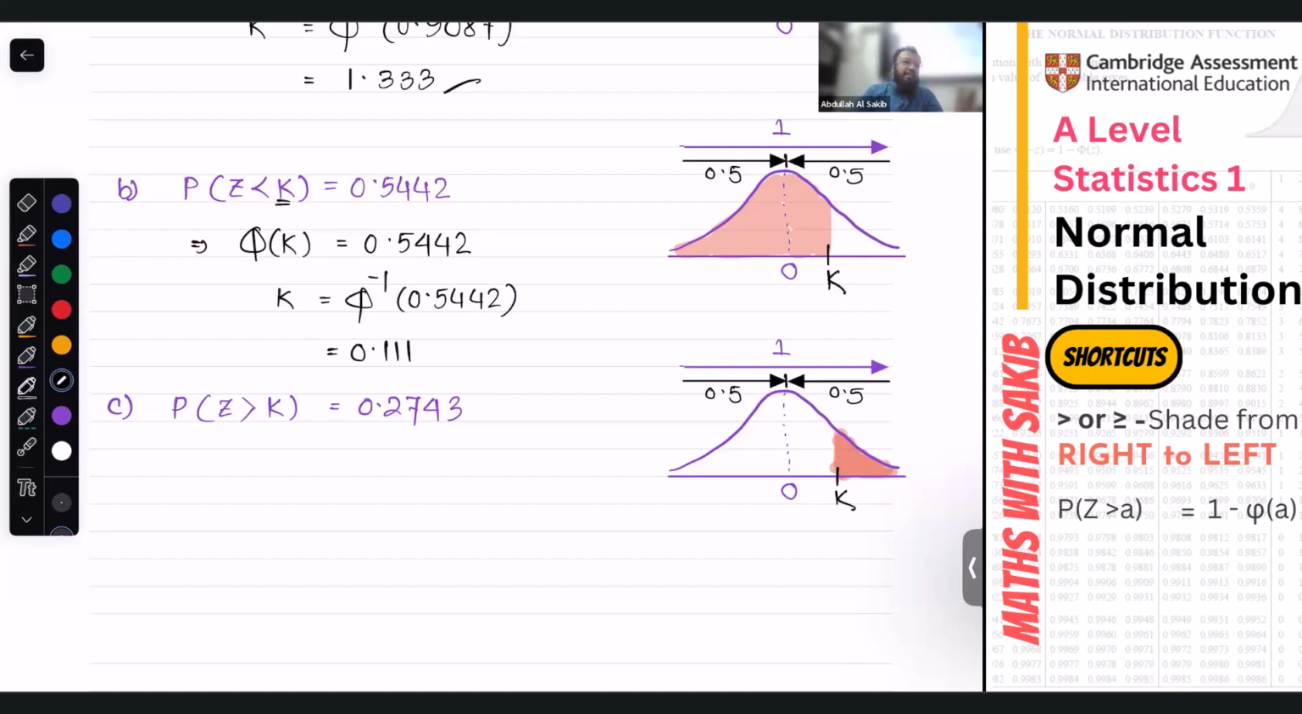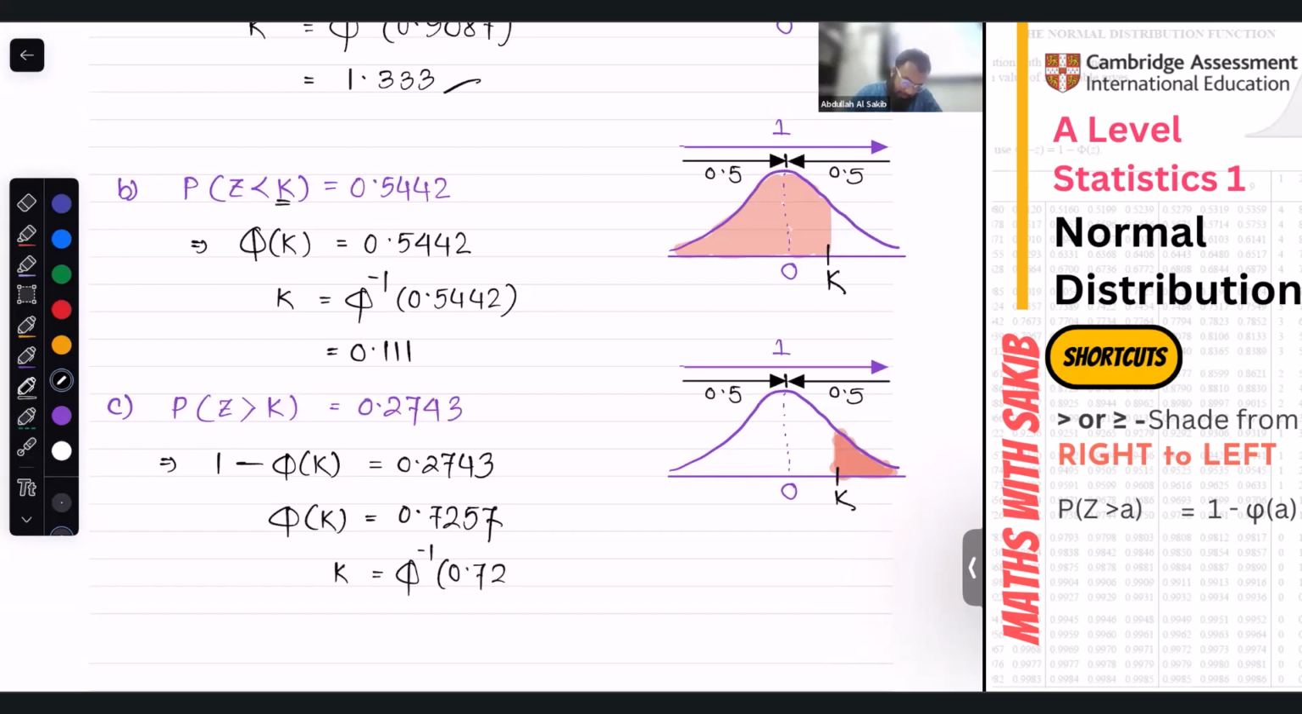So now if I use the shortcut, probability of Z is more than K. So if we use the shortcut, what will be the formula? 1 minus phi K. So let's use the formula 1 minus phi K. So that is 0.2743. Now find the value of phi K. How much? 0.7257. Is it okay, Baba? Now find the value of K. K means phi inverse 0.7257.